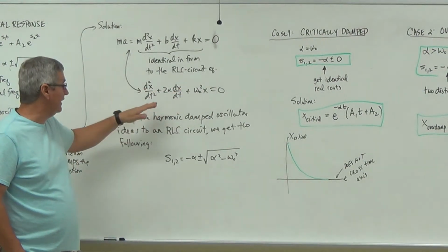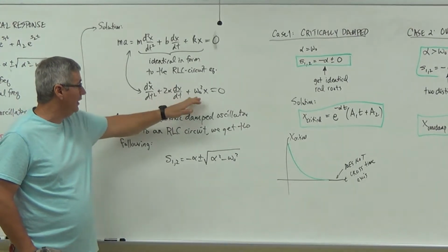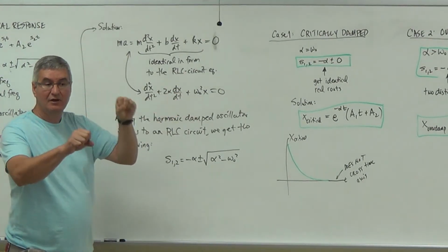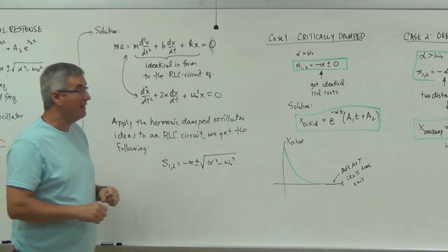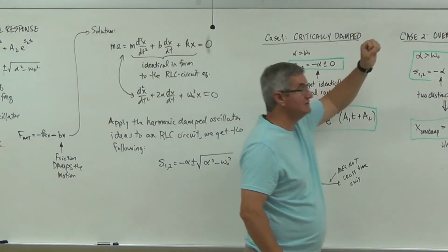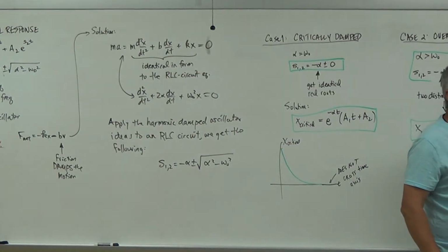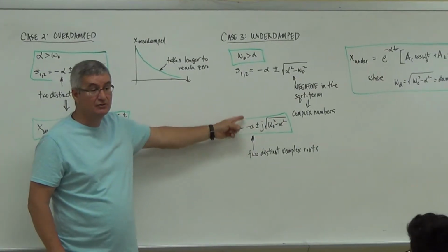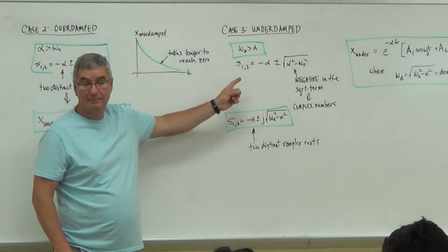What I would do here is calculate 2 alpha and omega naught so that I get those two terms. Then I look at these cases here. If I know it's underdamped, you've got to bite the bullet. You've got to do this whole spiel right here.